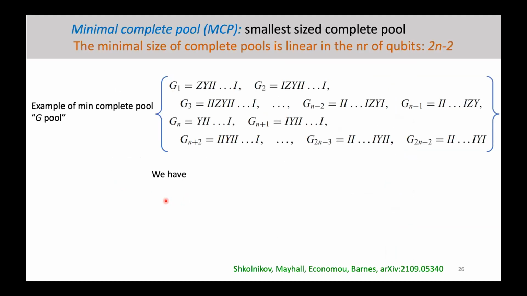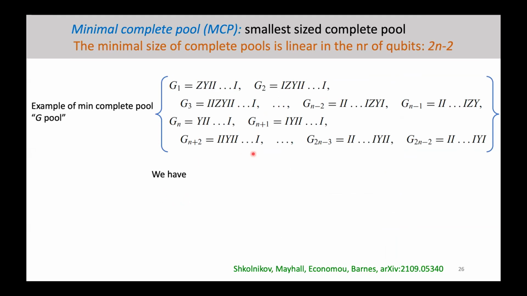Now, completeness is an important criterion for ensuring that the ansatz can exactly represent the state we're after. What is the smallest number of operators we need to get a complete pool? And the answer is 2n minus 2, where n is the number of qubits. So it's linear in the number of qubits.